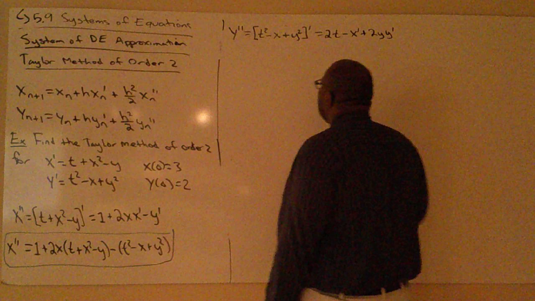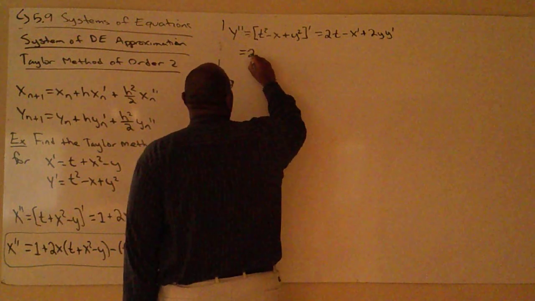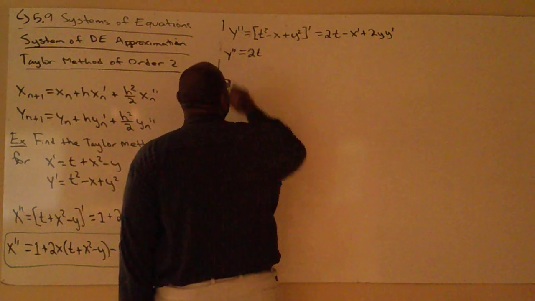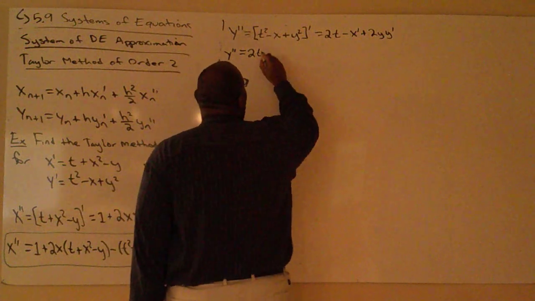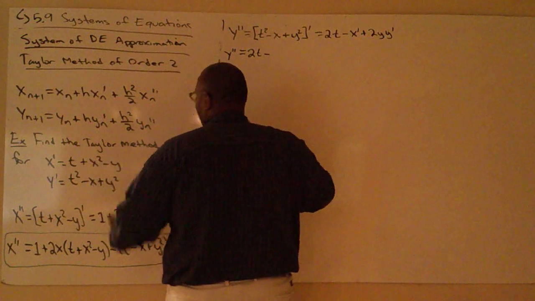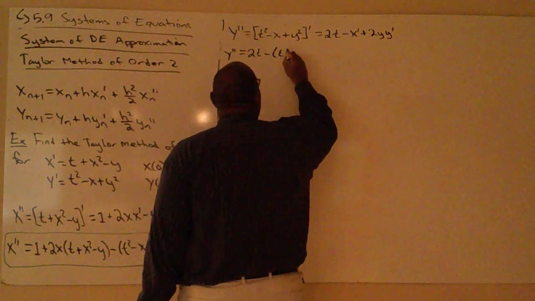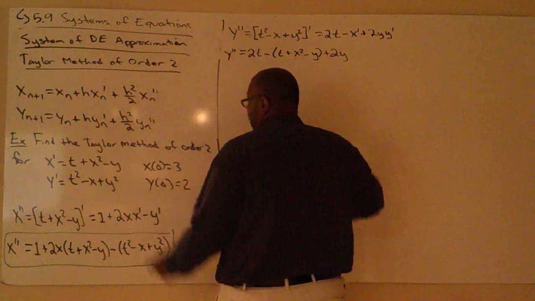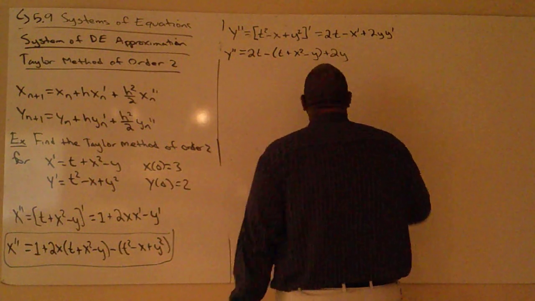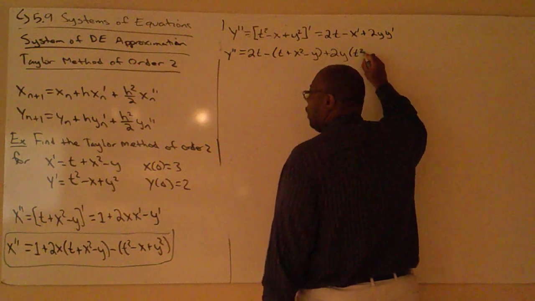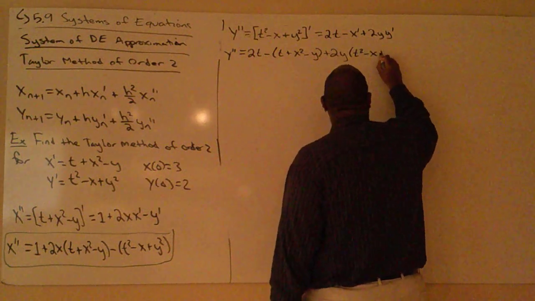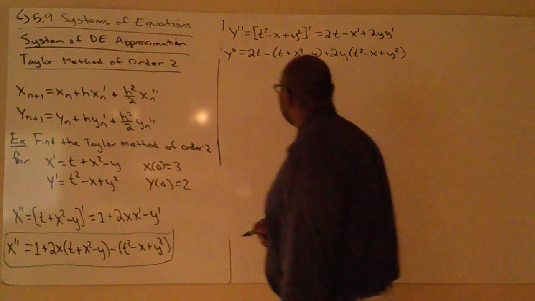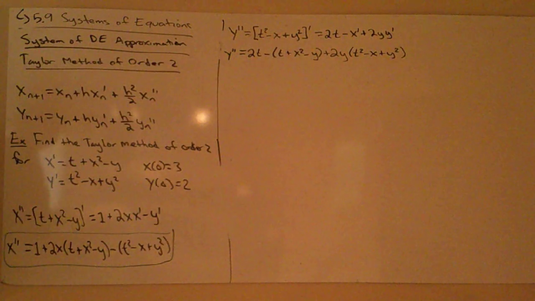And let's just plug in. Let's see what we get. Y double prime is equal to 2t, minus x prime, so the coordinate x prime is t, plus x squared minus y, plus 2y. We don't know what y is, but we know what y prime is. Y prime is t squared minus x plus y squared. So that is our y double prime.